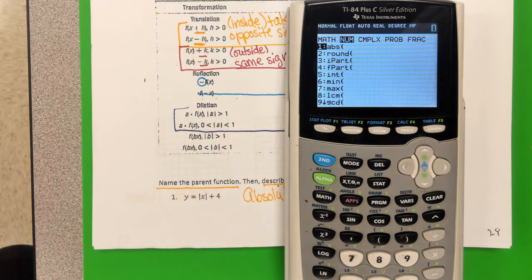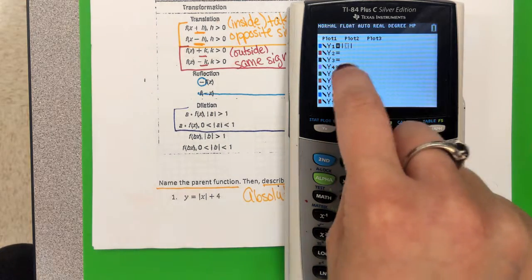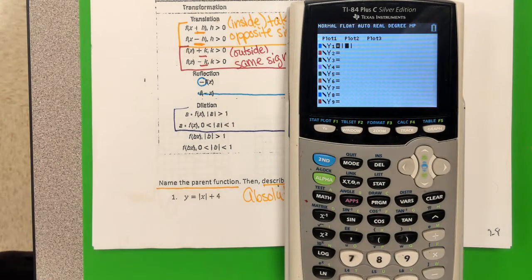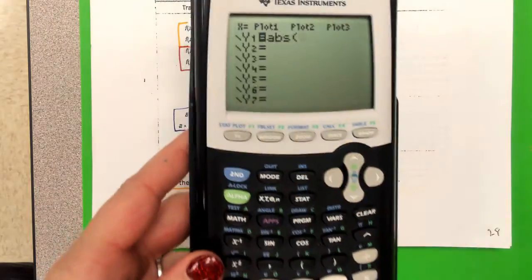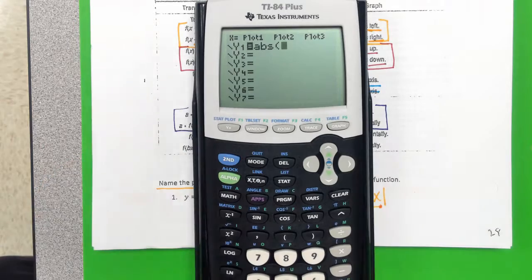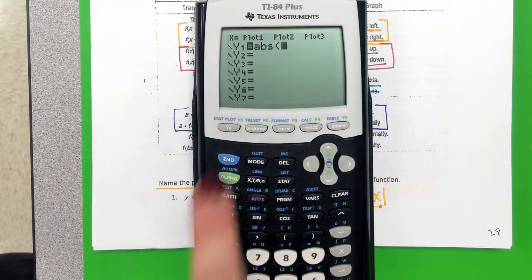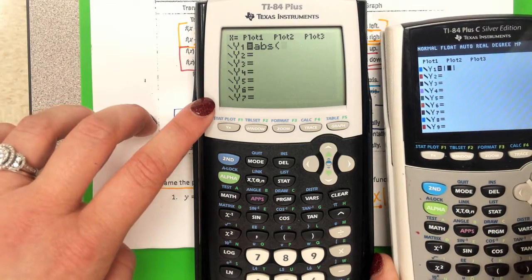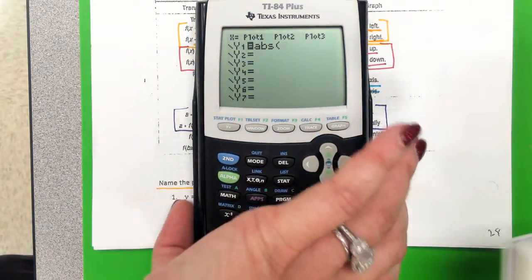And then what's the very first one that's there when you hit the right arrow button? Abs, which means absolute value. Now, if yours is updated, like mine is updated, it's going to pop up with the absolute value bars. If yours is not updated, like Kayla's, it's not a big deal at all, but hers just says ABS instead of putting the absolute value bars. Does that make sense to everybody? Alright, so here we go.